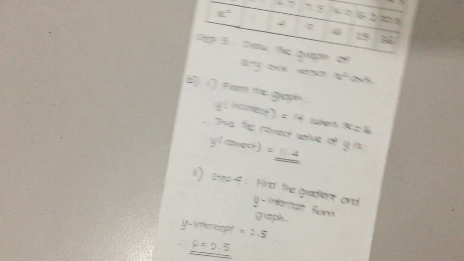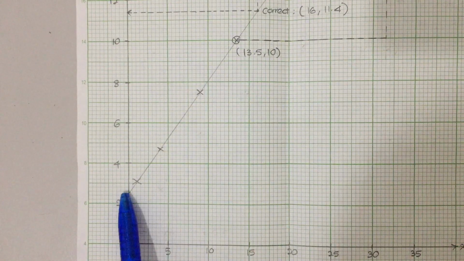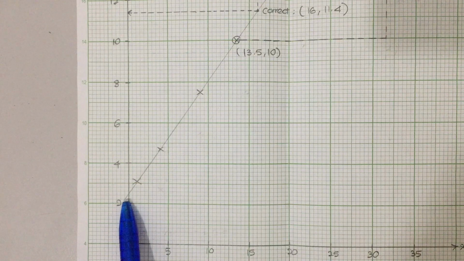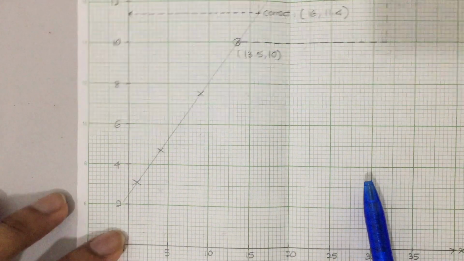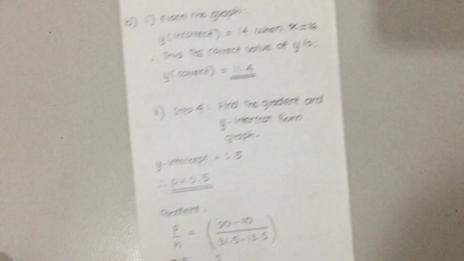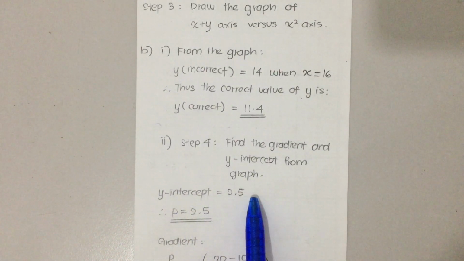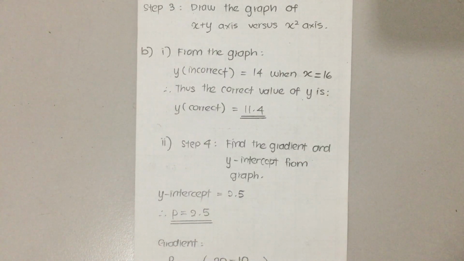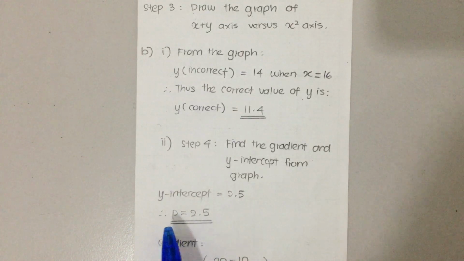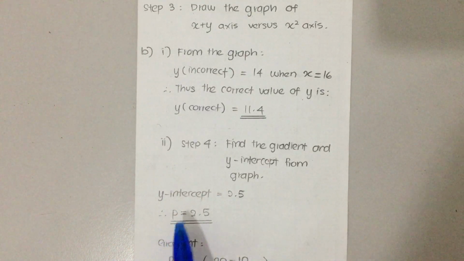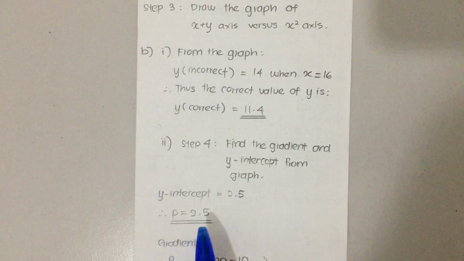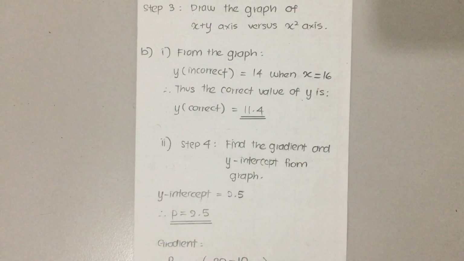We need to go back to the graph paper, guys. If you look closely over here, 2.5 is the intersection point. So from here the y-intercept is equal to 2.5. This is based on the graph. When you compare it to the straight line linear equation form, p is the y-intercept. Therefore your y-intercept is equal to p, and p is equal to 2.5. So that's how you get your y-intercept, guys.